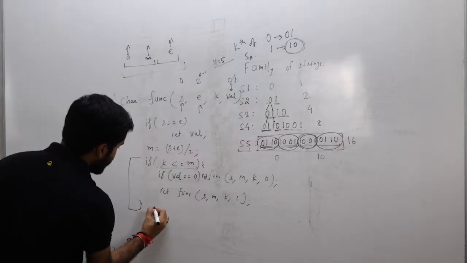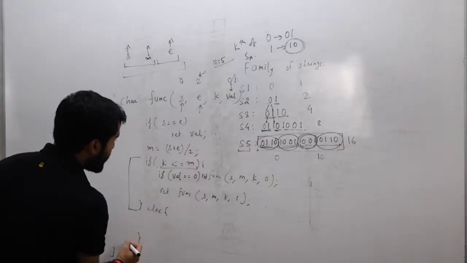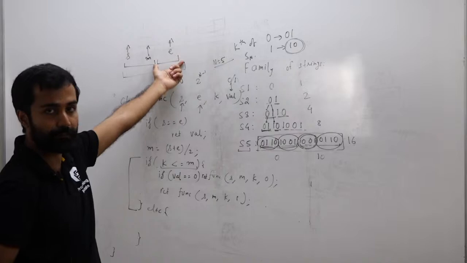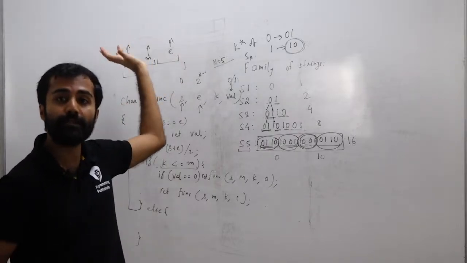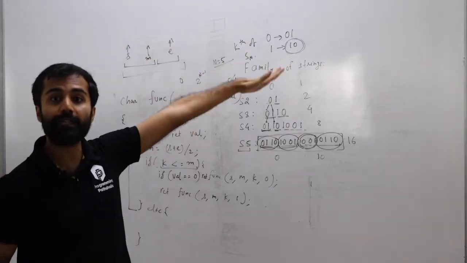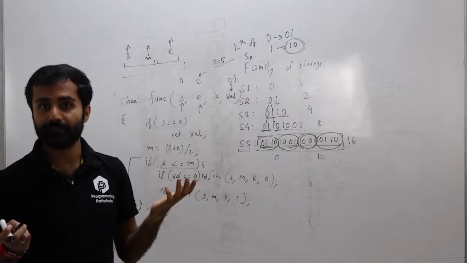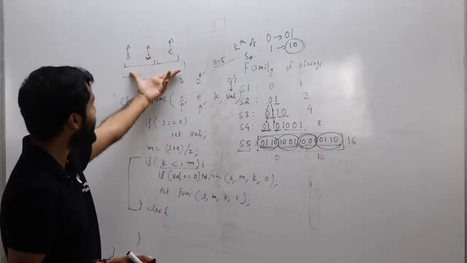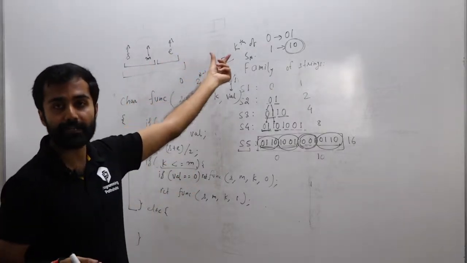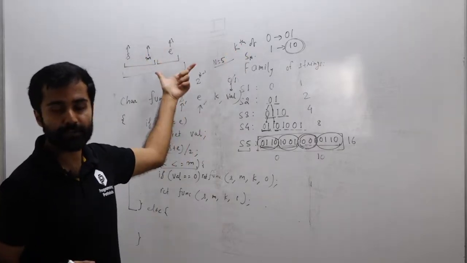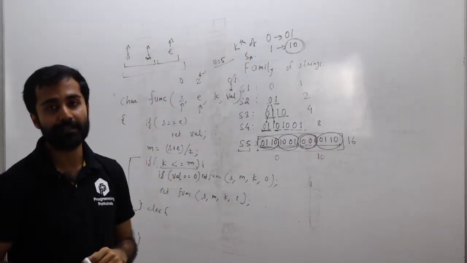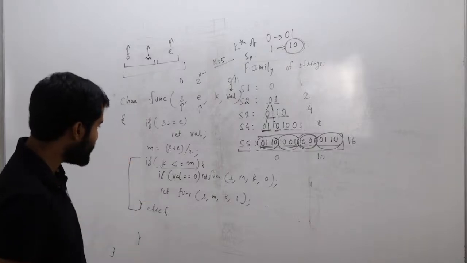Similarly, you can write another condition. That condition will be written for the case where your k is actually greater than m. So if your k is greater than m, that means you're going to the right part. If you're going to the right part, what does that mean? That means that if your value was 0, the right part is going to denote 1. And if your value was 1, the right part is going to denote 0. So that is the kind of code that you can write.